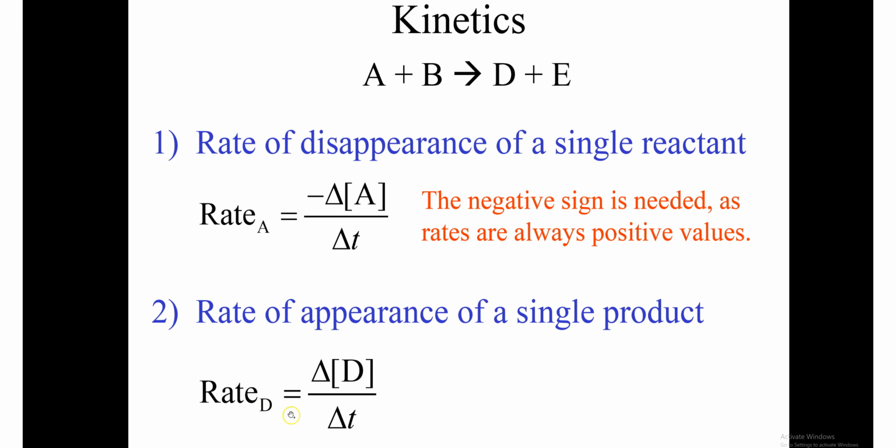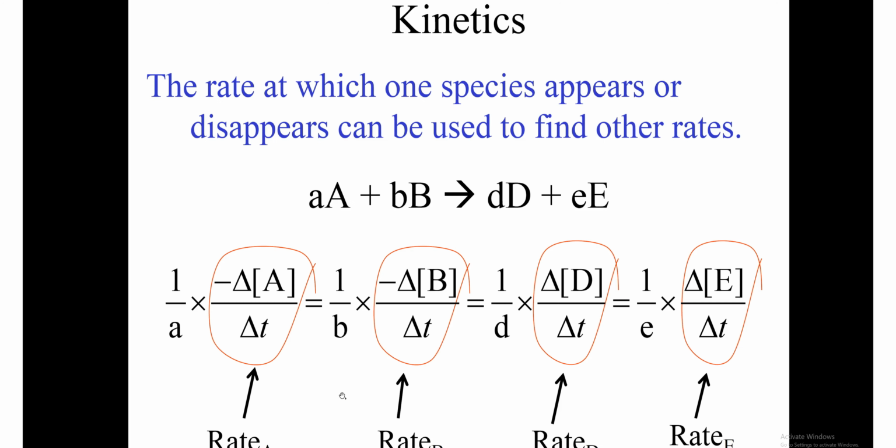However, for a product, what you're going to get is delta D over delta T, which means it's going to have its individual rate depending on how fast you're producing your product. So just make sure you write this one down about rate versus product versus reactant.